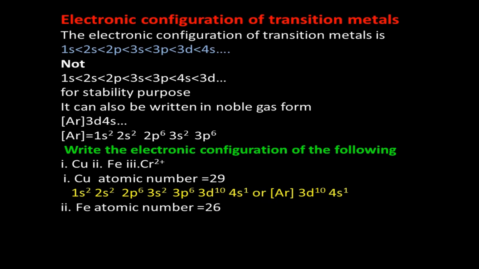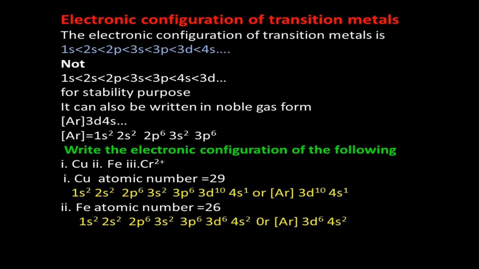For iron, the atomic number is 26 and it's a neutral atom. That means it has 26 electrons. So we fill in 1s2, 2s2, 2p6, 3s2, 3p6, 3d6, 4s2, or in noble gas form, argon 3d6, 4s2.